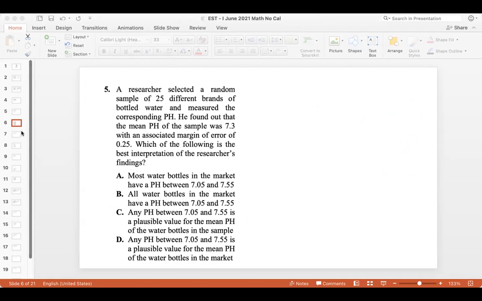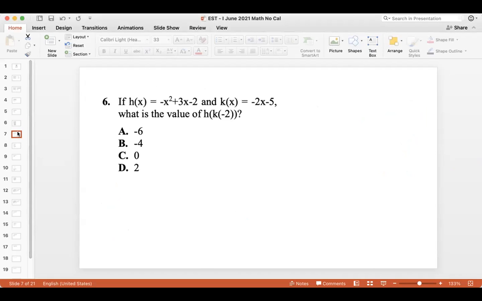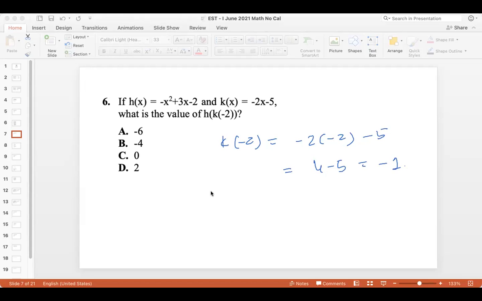Okay, let's go to the next one. If h(x) is this and k(x) is this, what is the value of h(k(-2))? First we will find k(-2): -2 times -2 minus 5, that's 4 minus 5, so -1. Then we'll find h(-1): minus of (-1) squared plus 3 times -1 minus 2. So that's -1 minus 3 minus 2, which is -6. Option A.